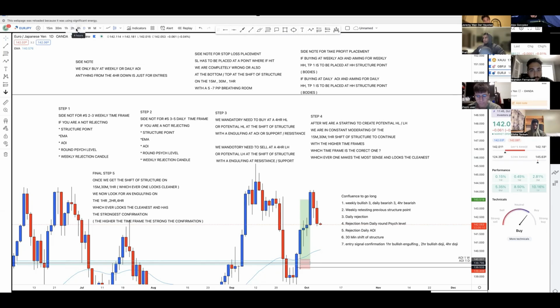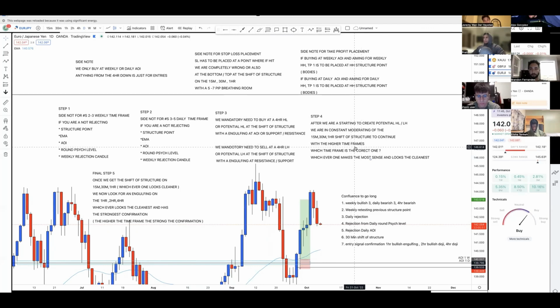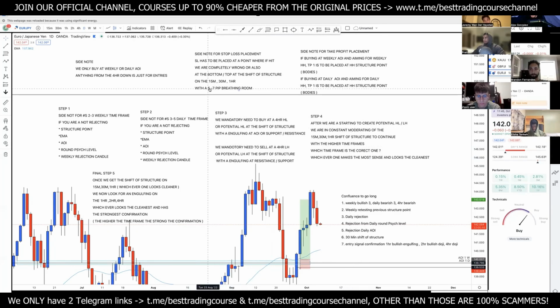But if you get an engulfing on the 4 hour, you're going to get an engulfing on the 2 hour, 1 hour, because they will all go at the same time by then. It's very simple. When it comes to placing your stop loss, you need to place your stop loss where if it gets hit, you are completely wrong. Also known as the bottom of the shift of structure on the 15 minute, which is step 4. So once you have the shift of the structure, place your stop loss under it, give it some breathing room.